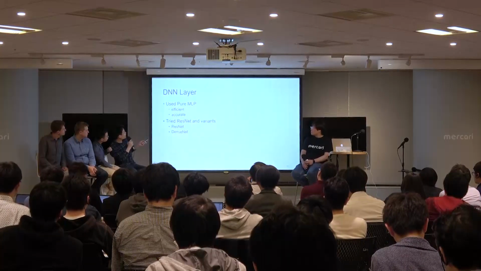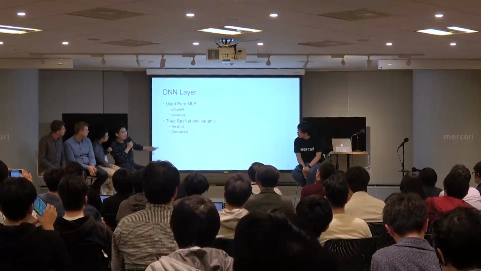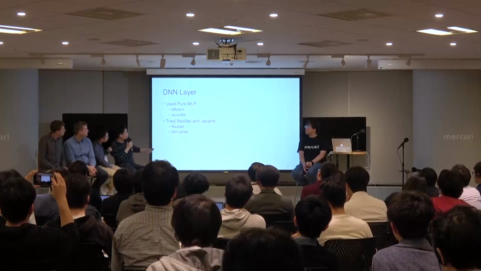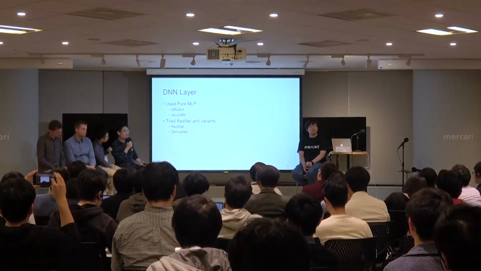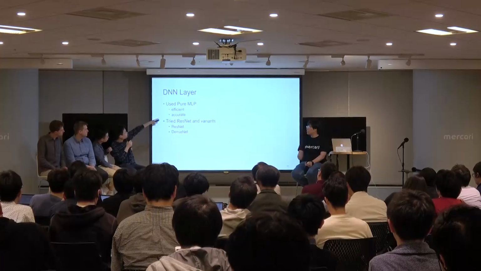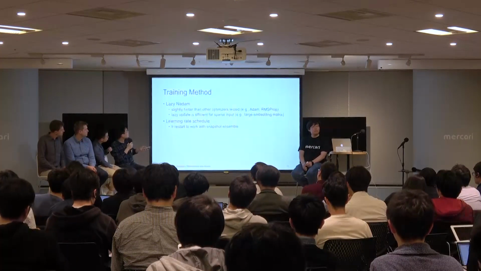For the vision model, I have tried the pure MLP and also ResNet and DenseNet. But ResNet and DenseNet have superior performance, but they are very slow. So finally I use the MLP, and it's efficient and accurate.